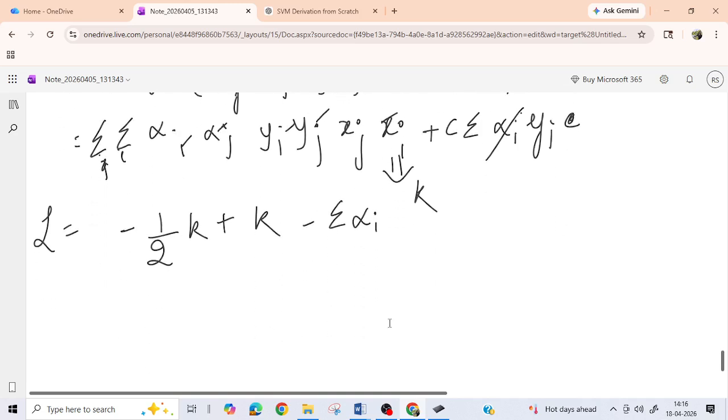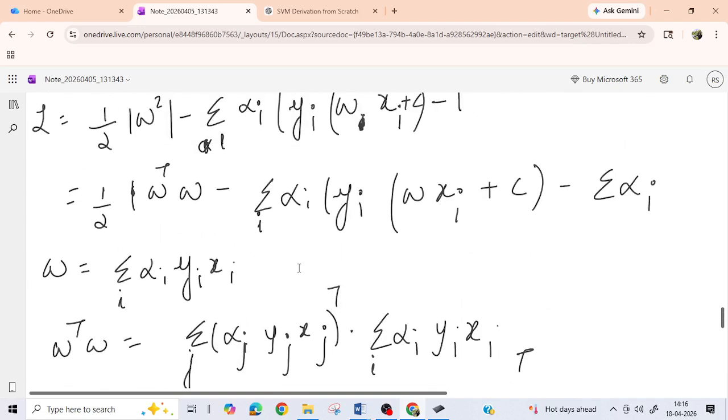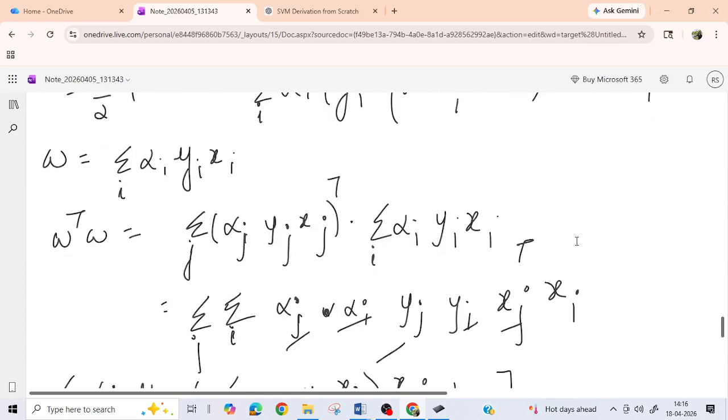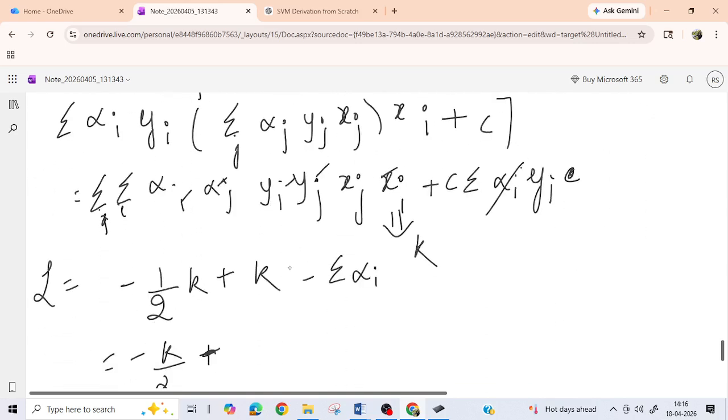So this becomes minus k divided by 2, and then it was... okay, so minus minus would become plus, my bad. So this is over here, so this should be plus i. So plus i, so this becomes summation of this plus alpha i.